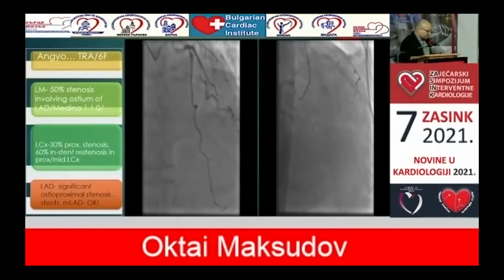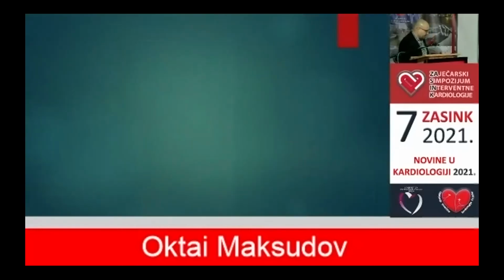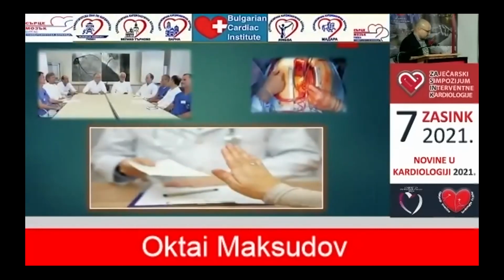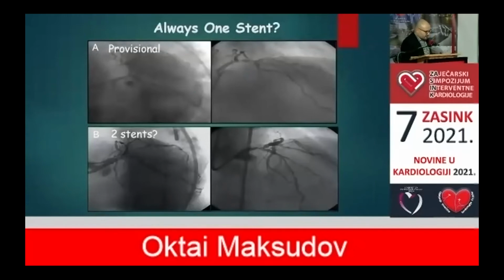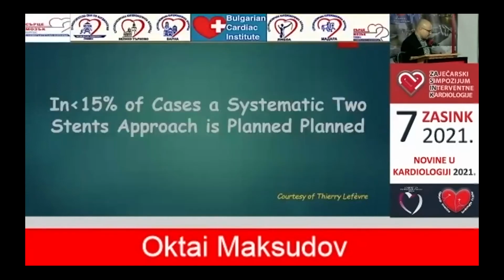The cardio team was consulted, and their recommendation was bypass surgery, but the patient categorically refused it and was only for percutaneous treatment. So in this case, which is better, provisional stenting or a 2-stent strategy? Not always is one stent better, as courtesy of Terry Lefebvre says that approximately 50% of cases are done by a 2-stent strategy.